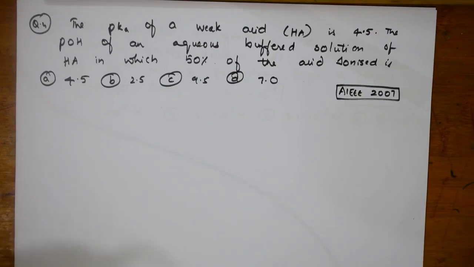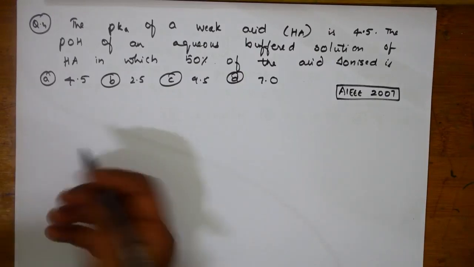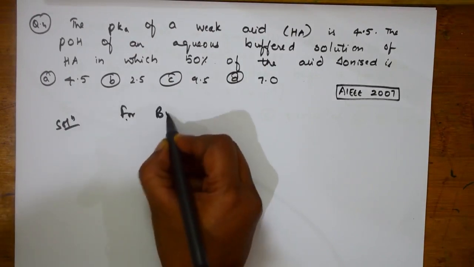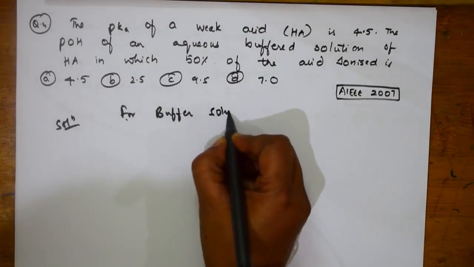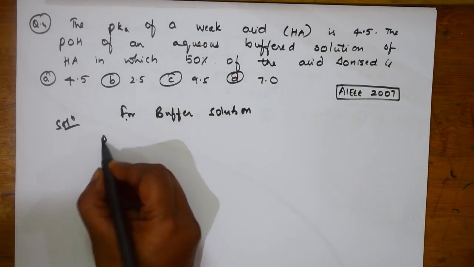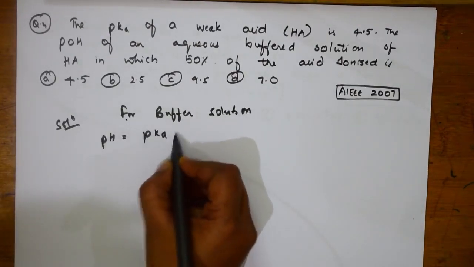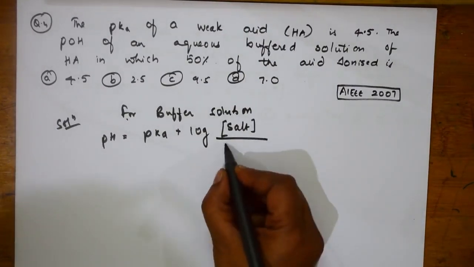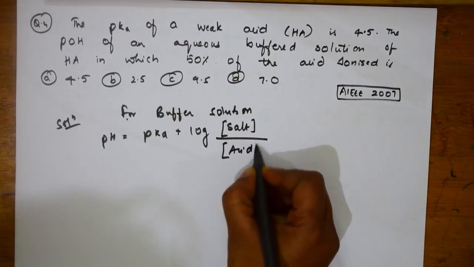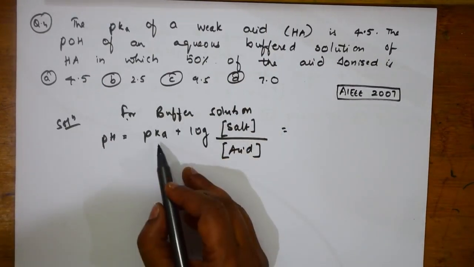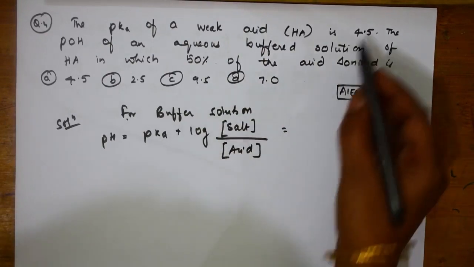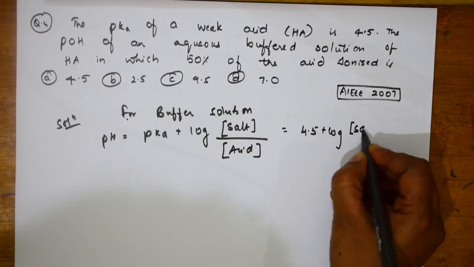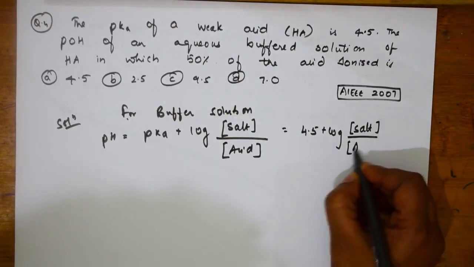So basically there are 2-3 methods to do this. I felt this is the easiest way, applying the formula directly. For a buffer solution, we have the formula pH is equal to pKa plus log salt by acid, which is equal to, now how much is the pKa value given to us? 4.5 plus log salt by acid.